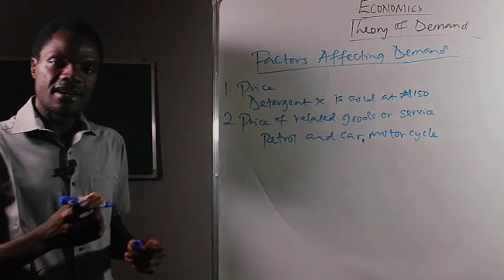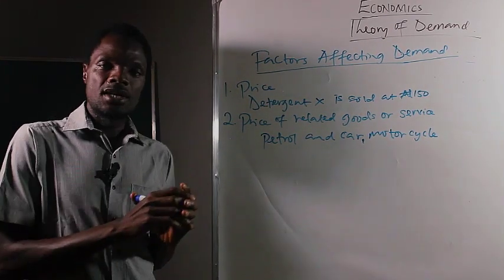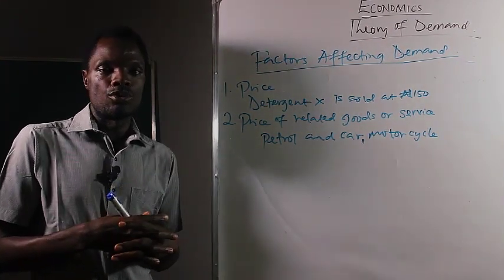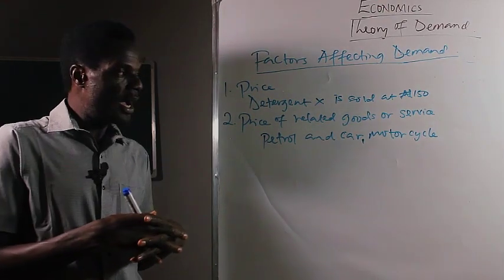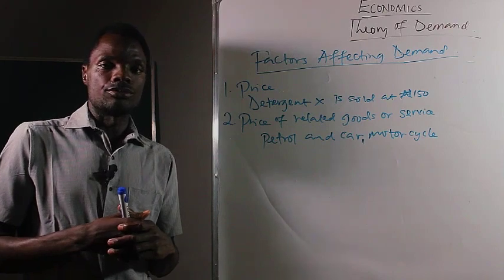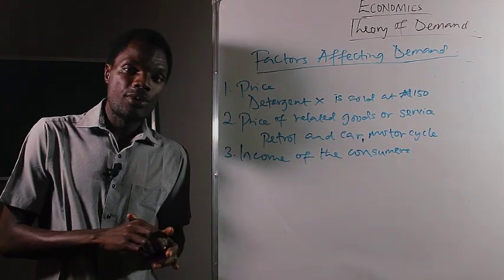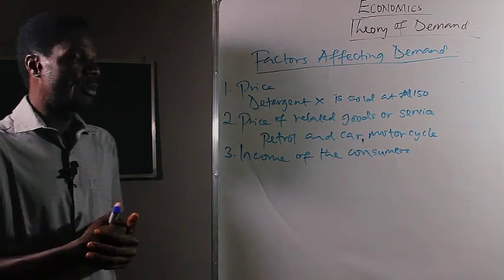Now, as long as there is an increase in the price of petrol, it will discourage people from buying motorcycles. On the other hand, if there is a decrease in the price of petrol, people will buy more motorcycles. Now, the next factor that has influence on demand is the income of the consumers.